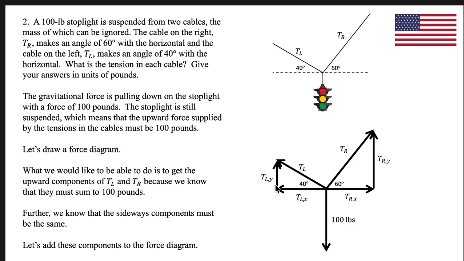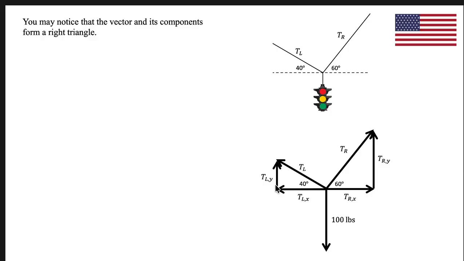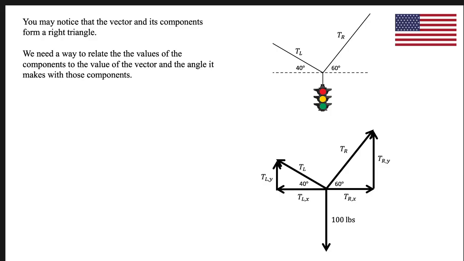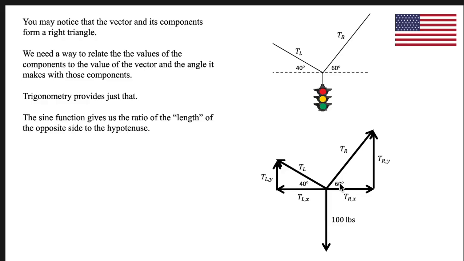Now if you look at those things, you say, oh man, I think I see a triangle there. So we need a way to relate the components to the vector and the angle it makes with those components. That's what trigonometry is for. So the sine function gives us the length, even though this is a force, we're going to call it a length.